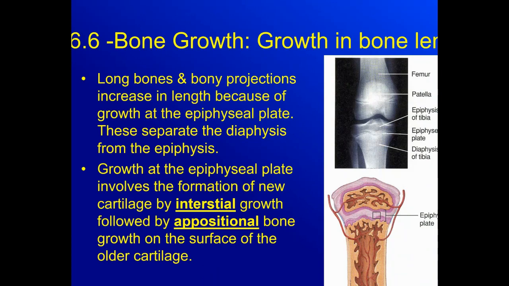So, long bones and bony projections increase in length because of growth at the epiphyseal plate. This little dude right here that I showed you earlier. These separate the diaphysis from the epiphysis. Growth at the epiphyseal plate involves the formation of new cartilage by interstitial, in between tissue growth, followed by appositional growth, on top of old bone or cartilage, bone growth on the surface of older cartilage.